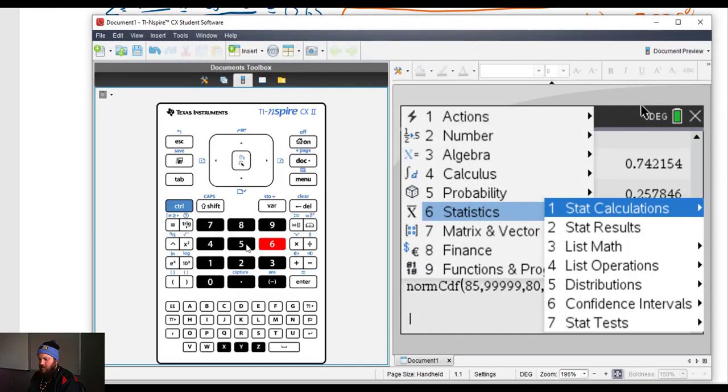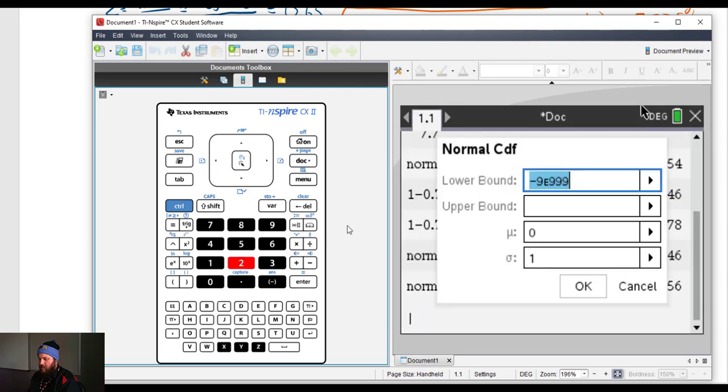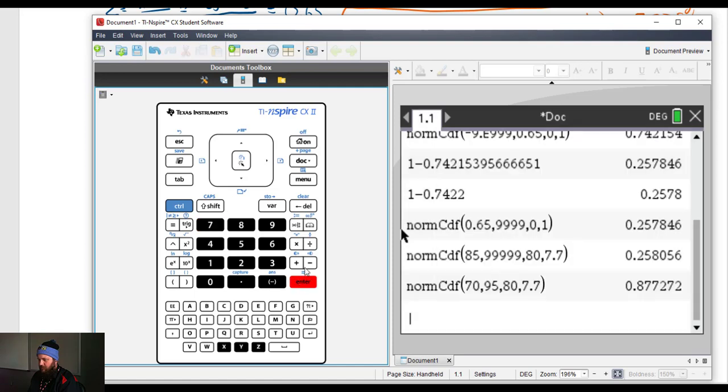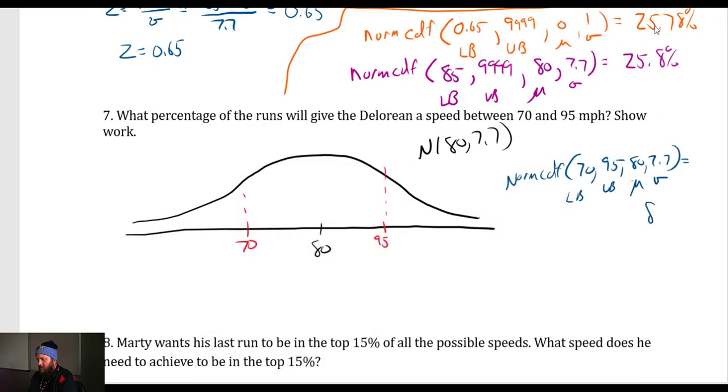So menu 652. Lower bound was, I'm forgetting what it was, 65? Oh, 70. 70. 95 is upper bound. 80. And 7.7 is standard deviation. So we should get 87.72. And that is the answer. 87.72%.